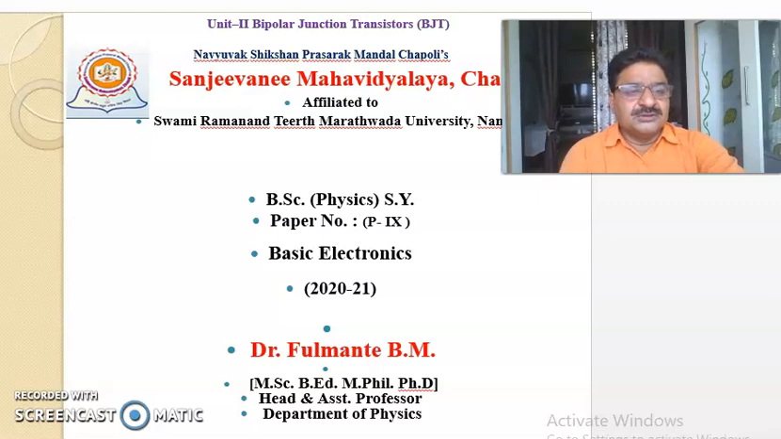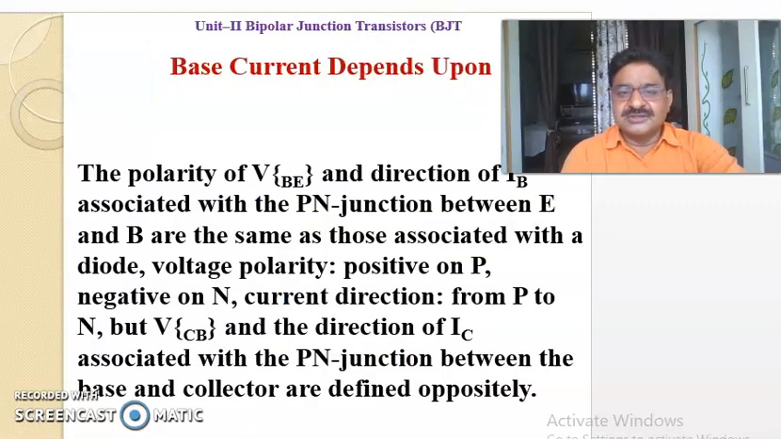Whenever such a configuration is there, we get three currents: base current, collector current and emitter current. In the last lecture we have seen that. Then the question arises, which one is more, which one is least, and why, and what factors the current depends upon. That also we are discussing in detail. Any current, be it emitter current, base current or collector current, depends upon what? That point we have to see.